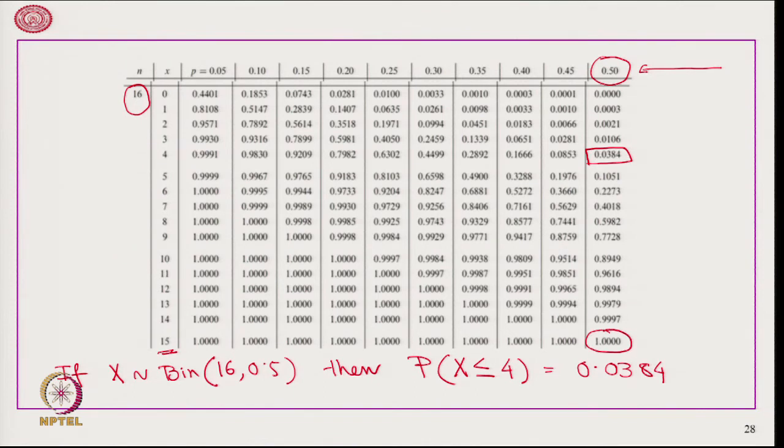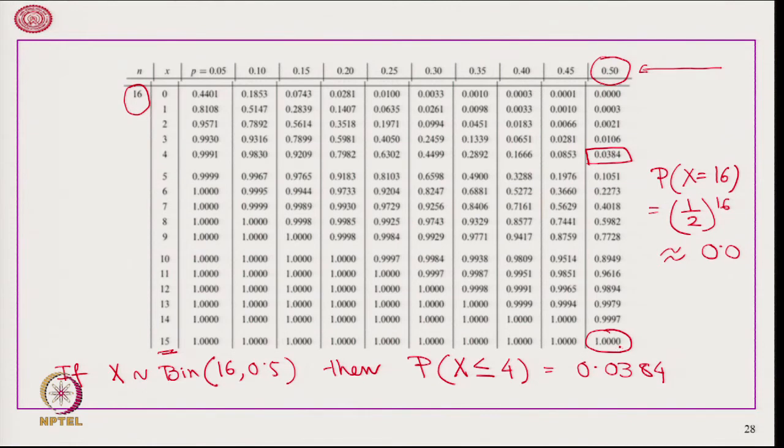Just for the sake of completeness, let us look at what is the value at 15. It is showing that if x is binomial 16, 0.5, then cumulative probability x is less than or equal to 15 is equal to 1. Some of you may think how it can happen, because if x is binomial with n is equal to 16, then there is a positive probability that x will take the value 16, but we know that probability x is equal to 16 is equal to half to the power 16, which we consider to be almost close to 0. That is why at this point this is given to be 1.